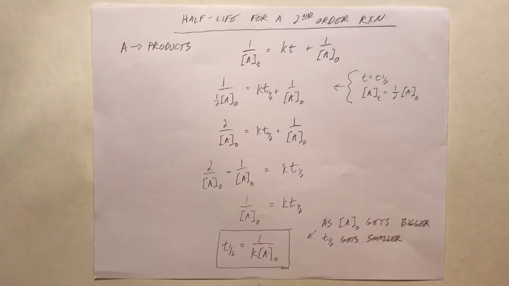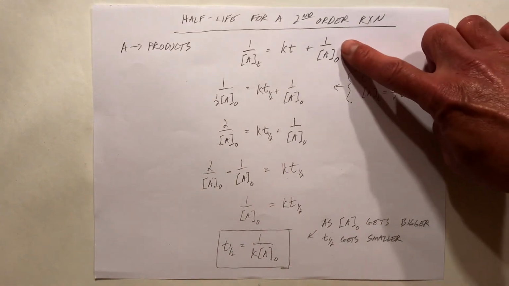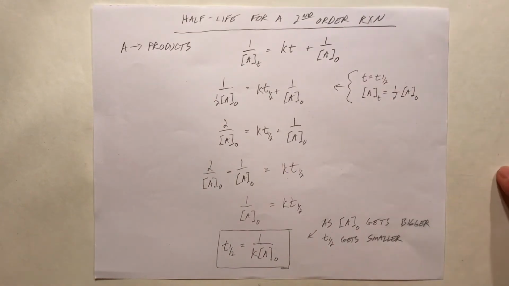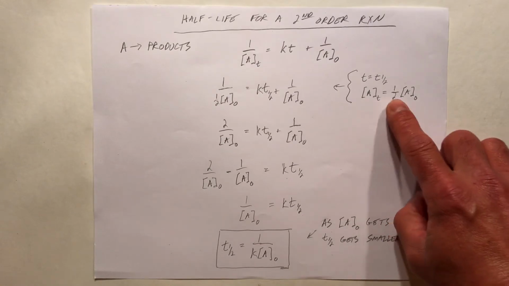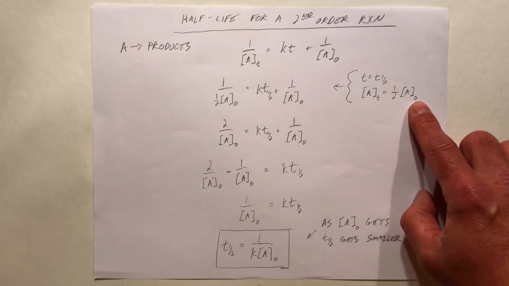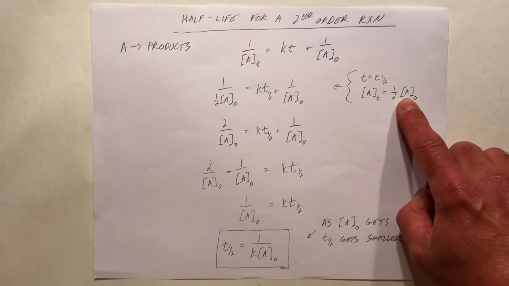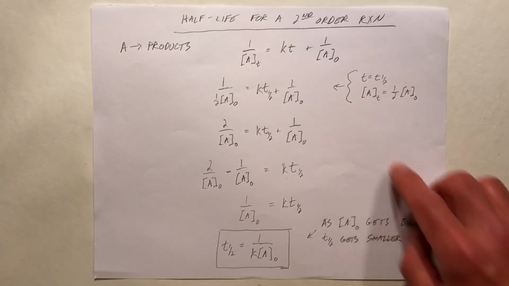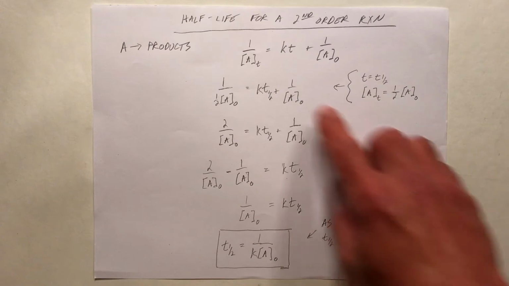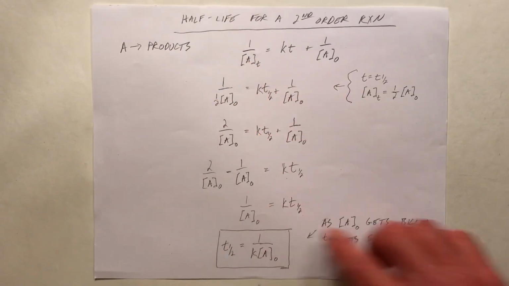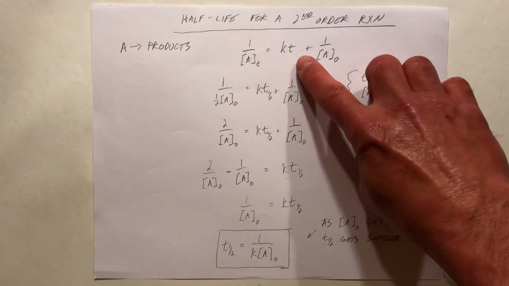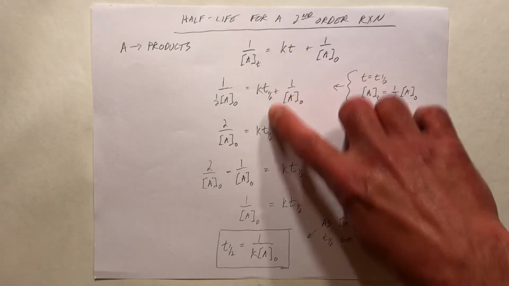So when you have a second-order reaction, we're going to start with the integrated rate law for a second-order reaction and substitute in for concentration of A at time t 1/2 the concentration of A at time 0. That's the criteria when the time is equal to the half-life time. So we substitute that in the denominator here for concentration of A at time t. And now we're going to call the time t 1/2, the half-life time.